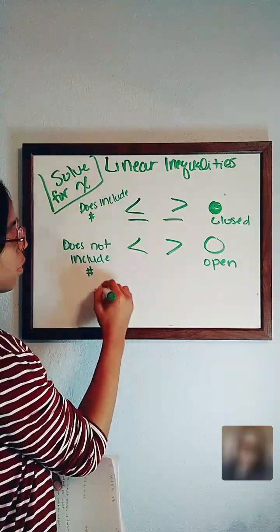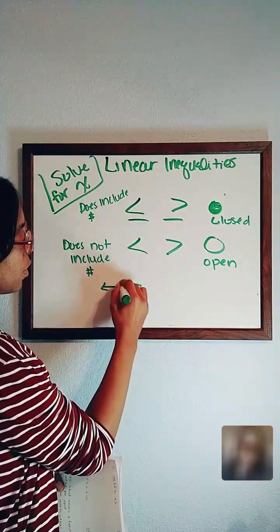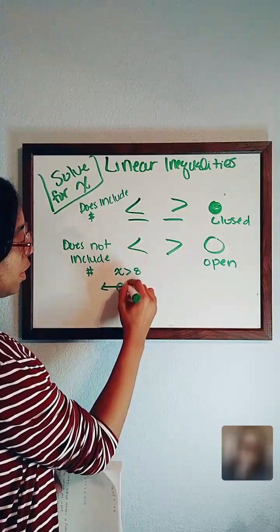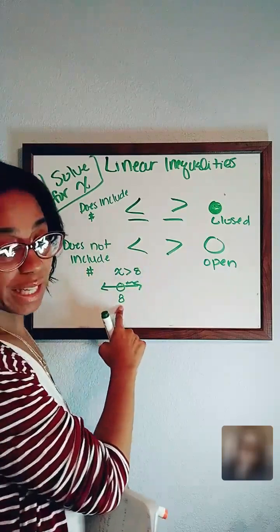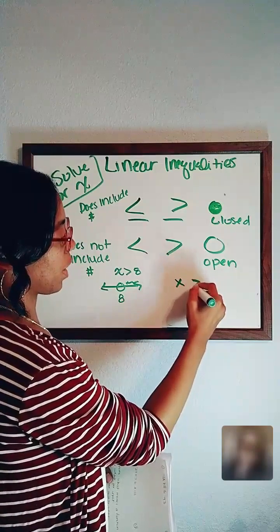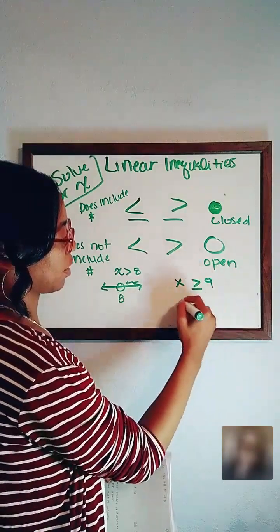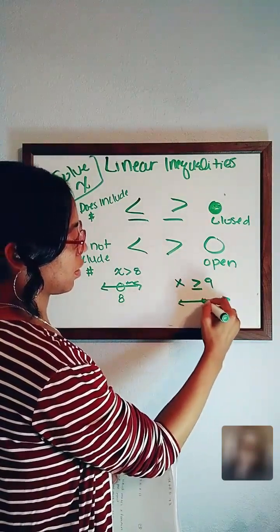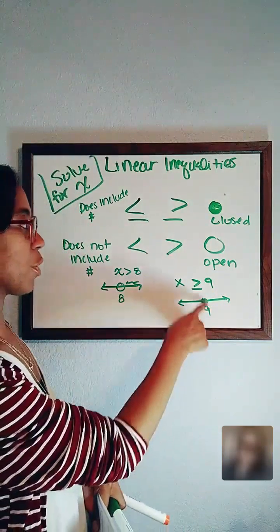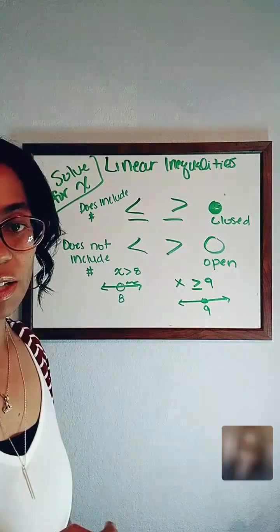So if it is x is greater than 8, 8 is not a part of the answer. If it's x is greater than or equal to 9, it's like when you bubble in a multiple choice. That means I can also put 9 into the equation and it'll answer it.